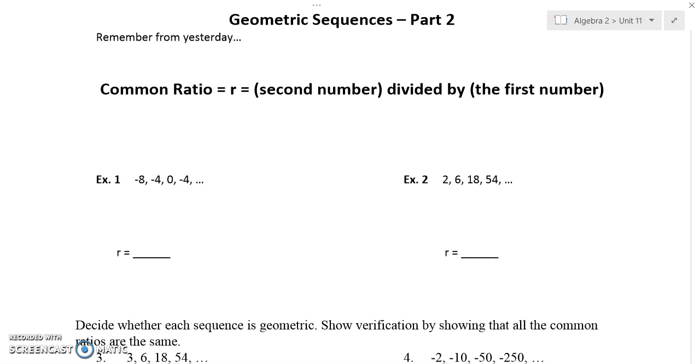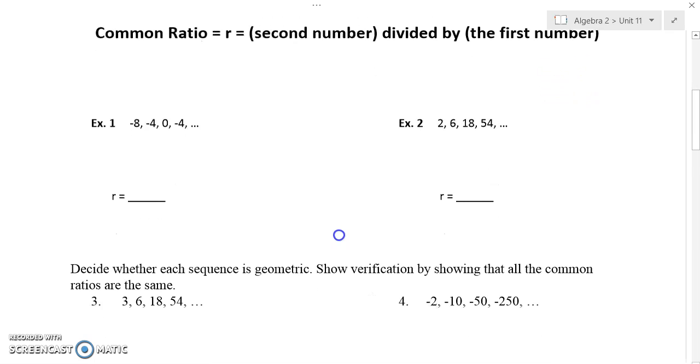Basically, it's a number you use to multiply to get to the next number. And then you use that same common ratio number to multiply to get to the next number, and the next number, and the next number. If you don't know what the common ratio is, you can just really quickly do second number divided by the first number and you'll see it. And just test it out. Do the third number divided by the second number to make sure that the common ratio is the same.